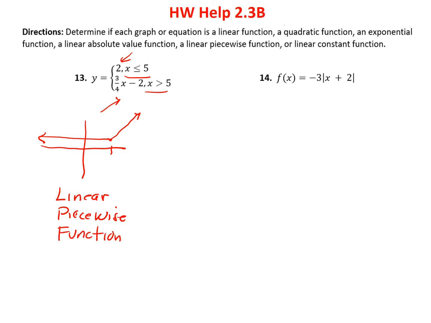Now, number 14 should be easy to see. Find x, there's x, and notice these bars. Those are absolute value bars. So whenever you see that, you know you're dealing with an absolute value function.